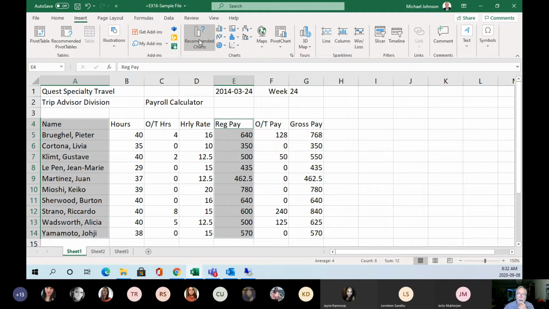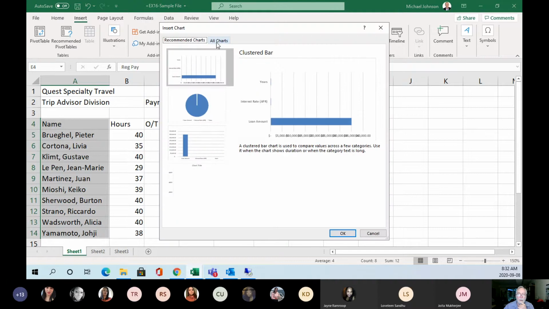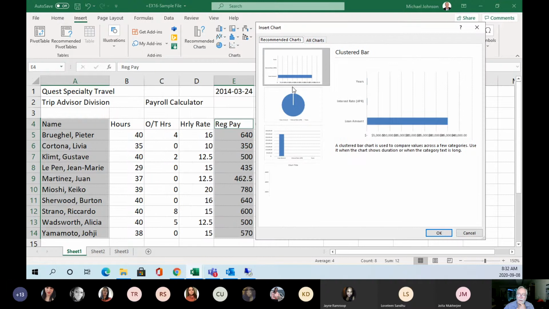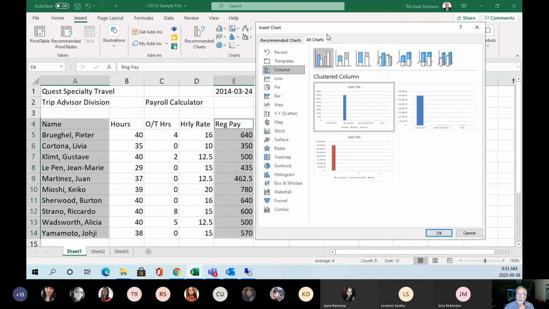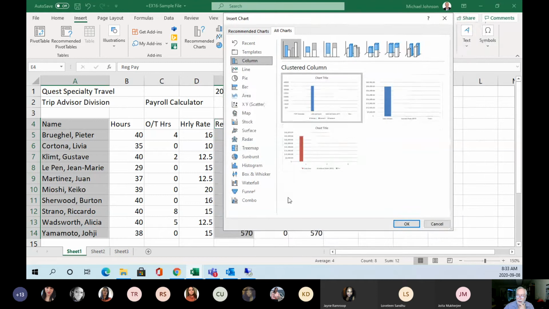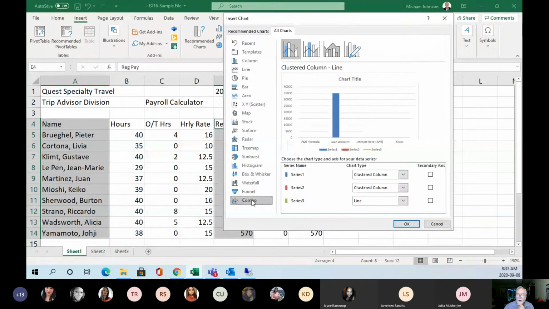So I'm going to go back here to recommended because there's also all charts. Now, keep in mind, I chose just these two columns, and it doesn't give me very many when it comes to recommended. It doesn't seem to think that there's a lot of data there. However, in all charts, I may decide to choose, let's say, a combination chart. Now, a combination chart allows me to choose several different kinds of chart to represent the data.